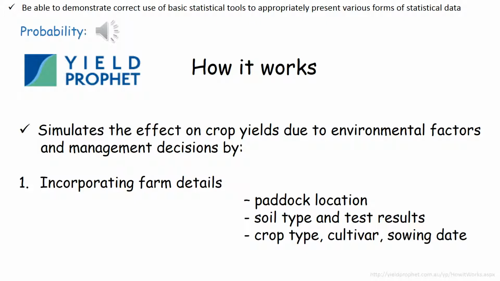First it takes the farm details. It needs to know the paddock location when linking the information to the nearest weather station and to have the historical data from that weather station. It looks at the soil type and soil tests, and specifically crop types, cultivars and sowing dates. There's a huge range of crop types for which Yield Prophet has been developed.